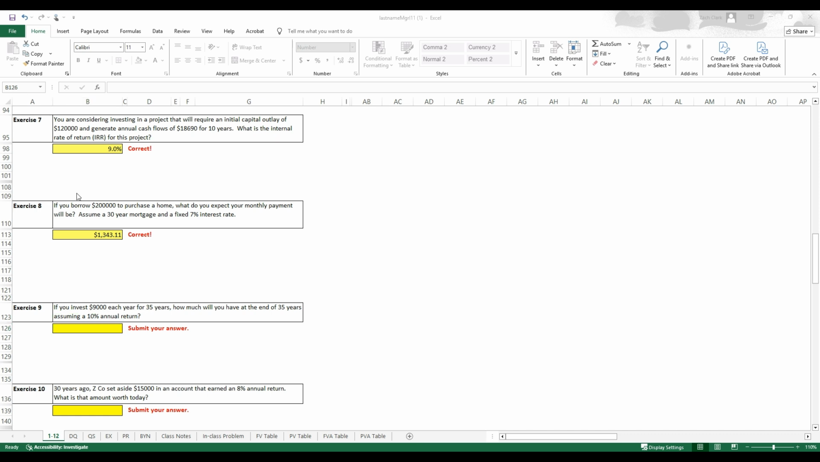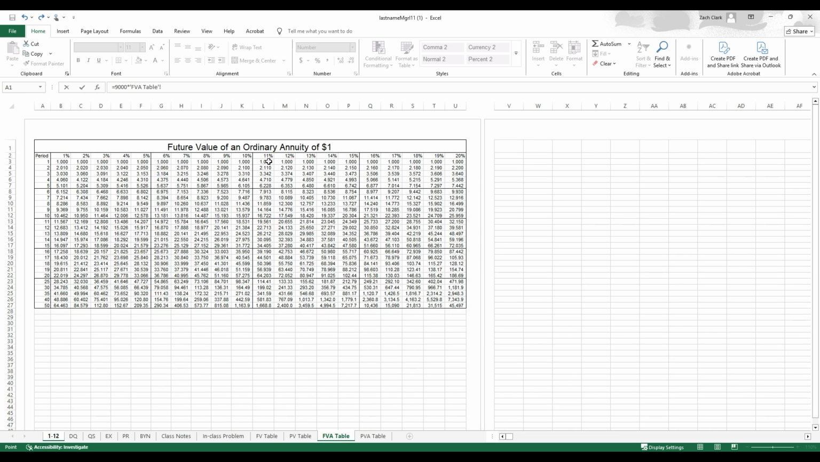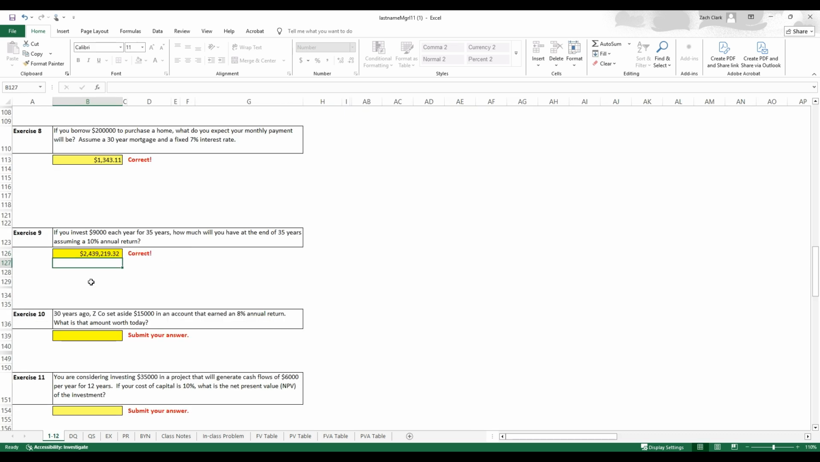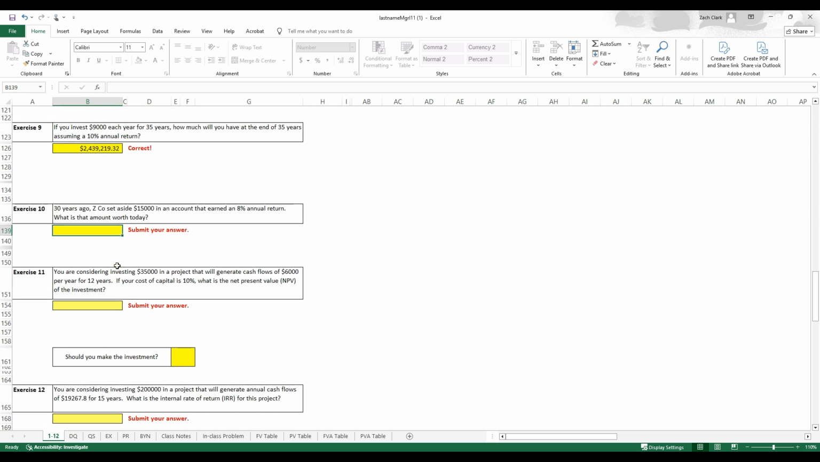Okay, on to exercise number 9. If you invest $9,000 each year for 35 years, how much will you have at the end of 35 years? This is a pretty basic future value of an annuity, right? We're doing 9,000 every year, so that's our annuity, and we just have to multiply it by the table factor. And it's 35 years at 10%. So 10% at 35 years, boom. We would have $2.4 million, a personal finance, retirement contribution type of scenario there.